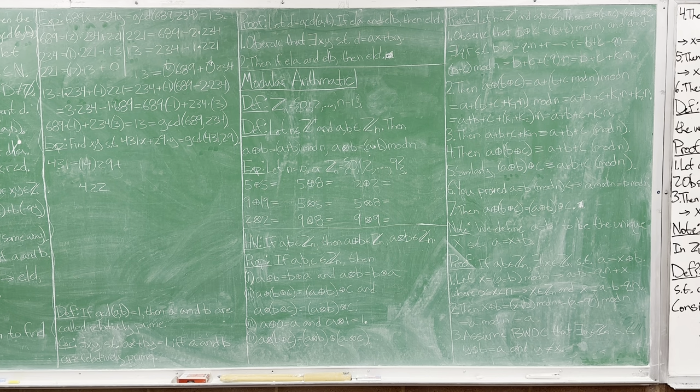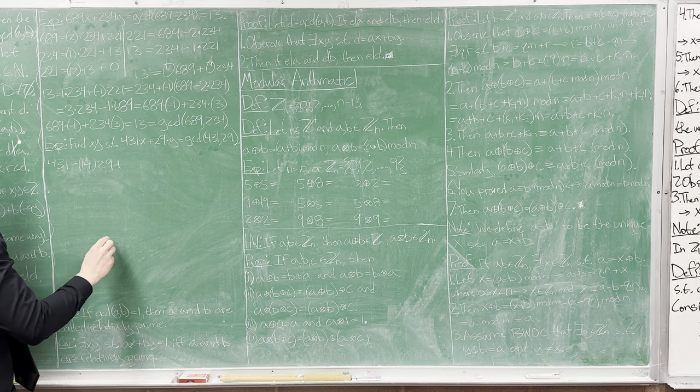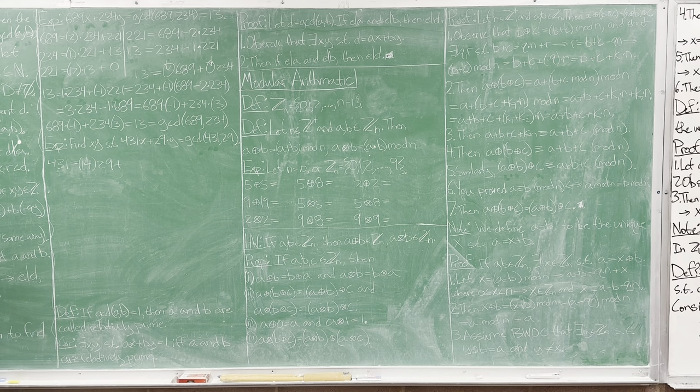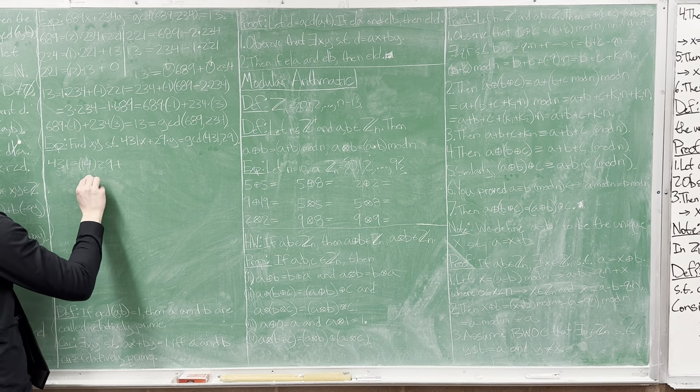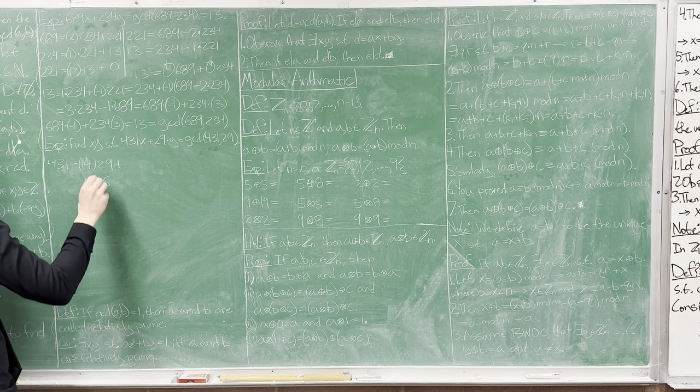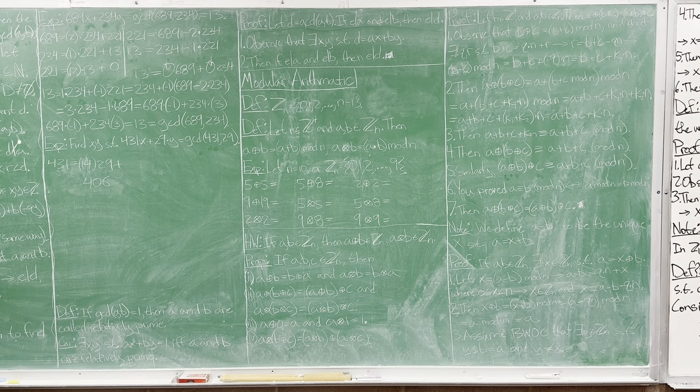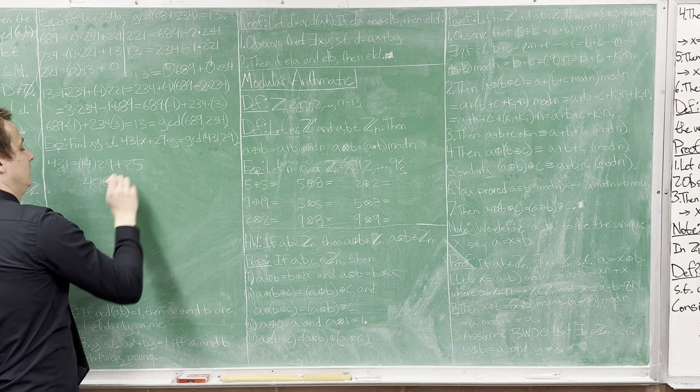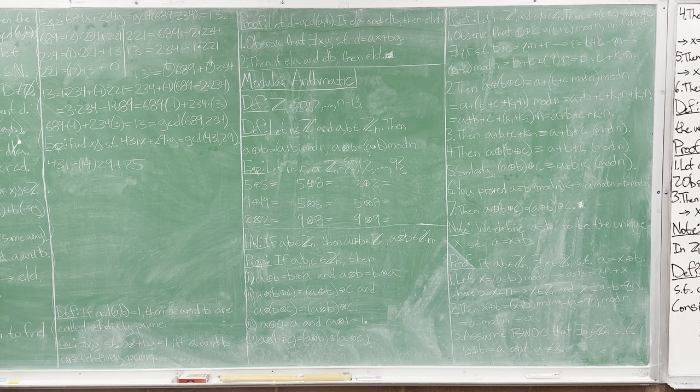Is it faster for me to do this by hand? Maybe. 14 times 29 is 406. Okay, so that's 406. And so what's our remainder going to be? 25. So 431 is equal to 14 times 29 plus 25.